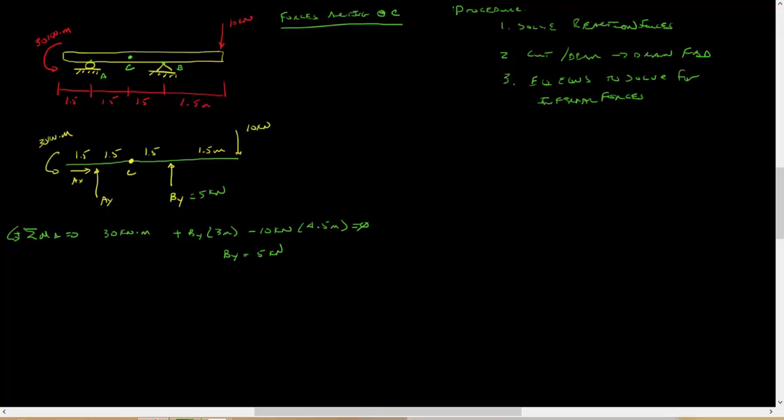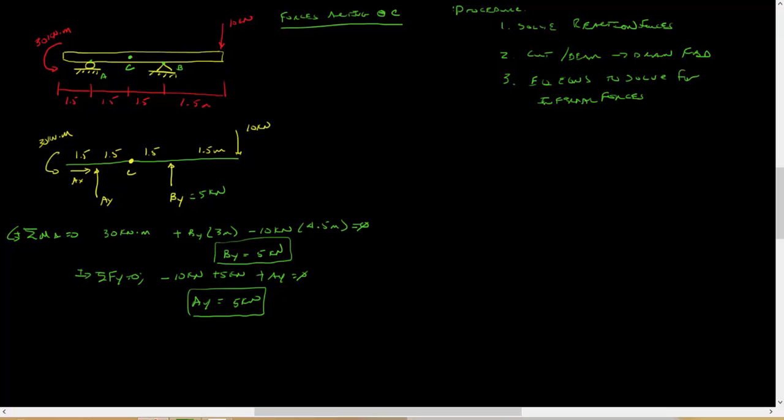5 kilonewtons here. And if I sum my forces in the Y, I'm just going to have 10 kilonewtons going down, my 5 kilonewtons going up, which was BY, plus AY is equal to 0. AY comes out to be 5 kilonewtons as well. So those are my reactions.